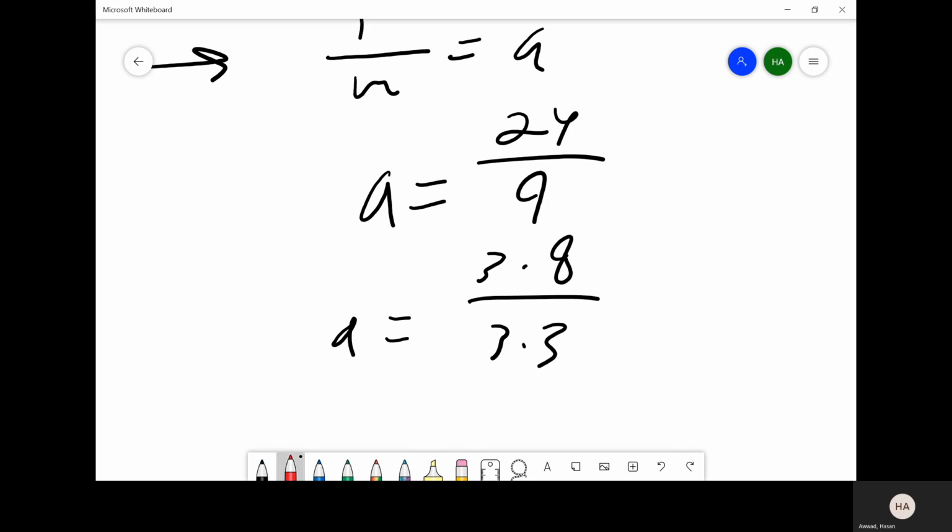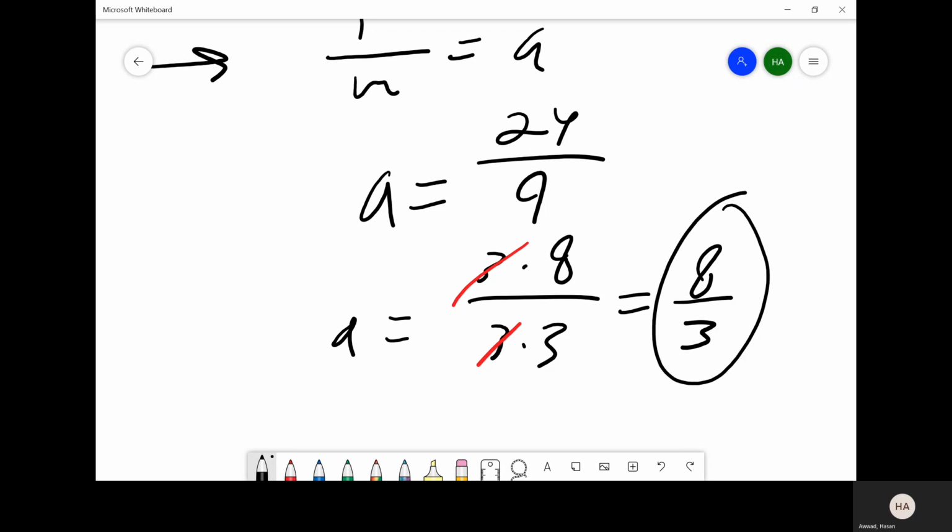We know that one factor pair of 3 is just going to cancel, so that's gone. And we're left with 8/3. So acceleration is equal to 8/3. And that's your final answer.